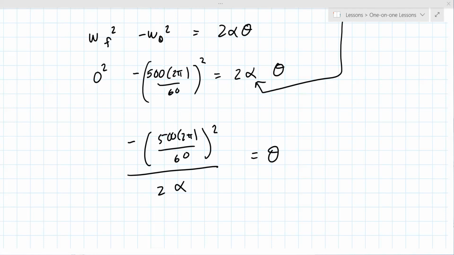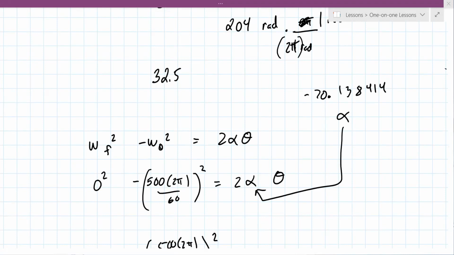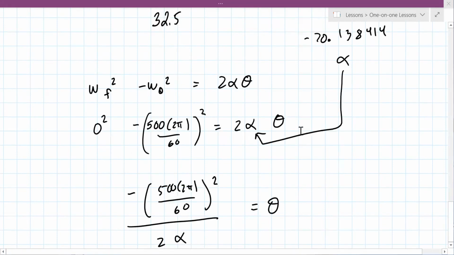Square that up. Divide by 2 alpha. What's 2 alpha again? The number that we get from the previous part here, which is negative 20.138414. I get 39.1. How do I, what? Dang it, it's not correct.